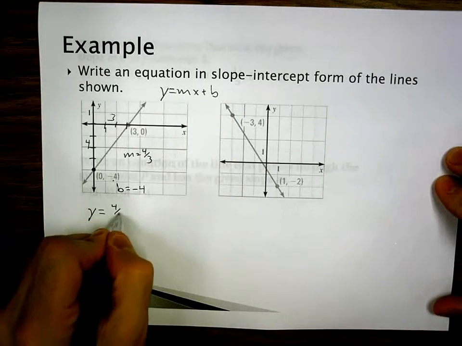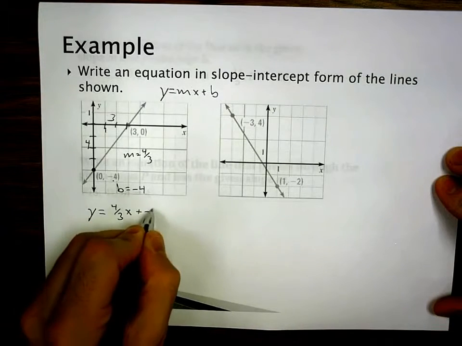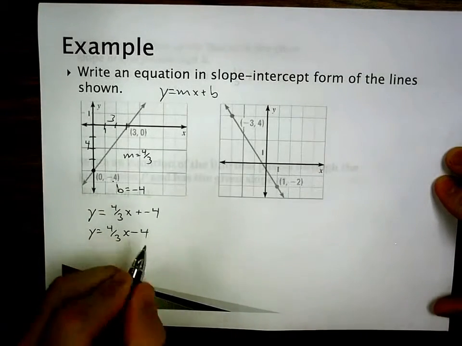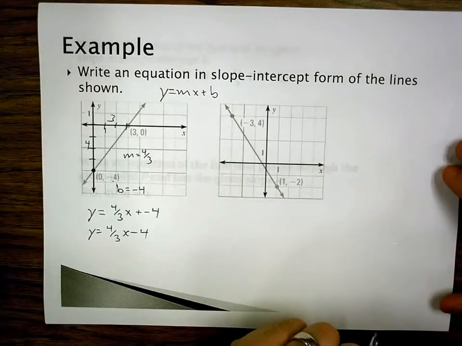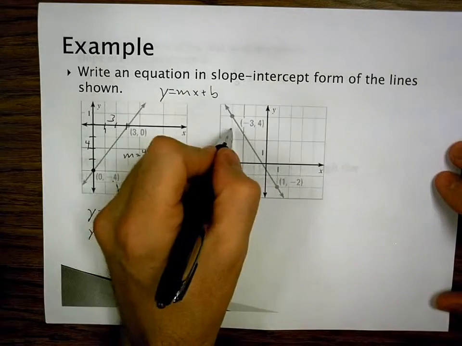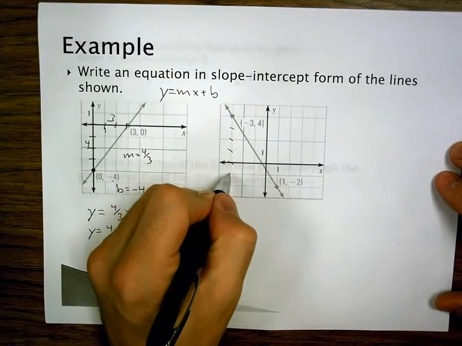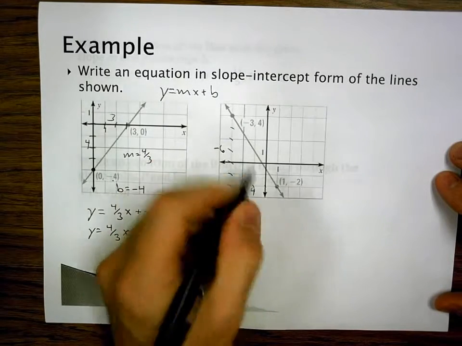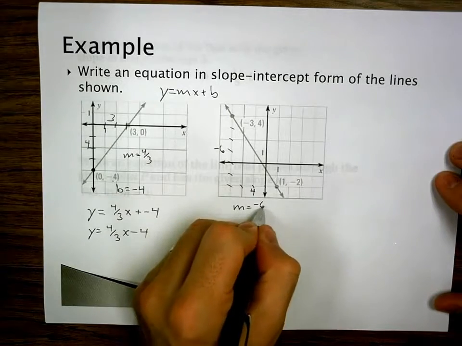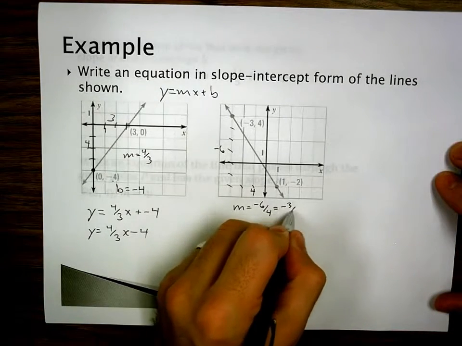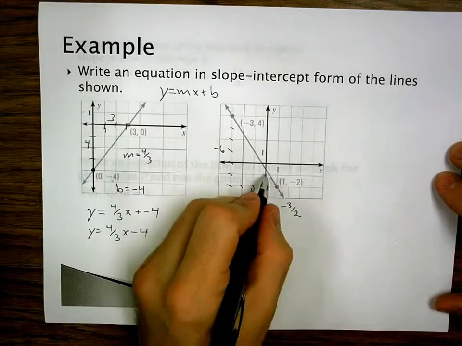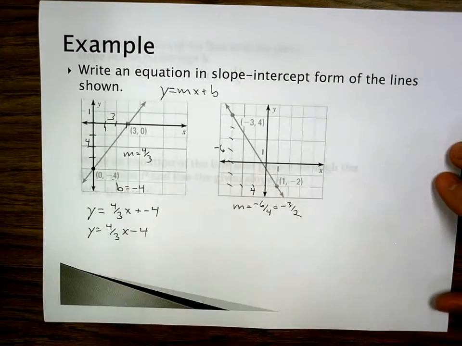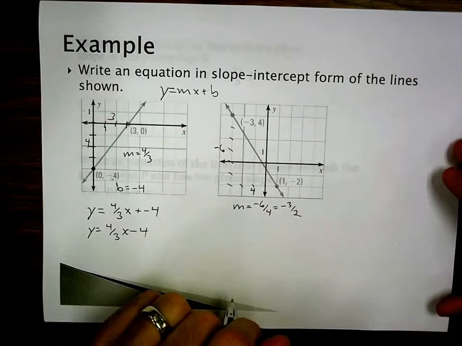So y equals 4/3 x plus -4, or we could just write it as 4/3 x minus 4. Okay, we go to our next one. So right off the bat, we can see our slope, 1, 2, 3, 4, 5, 6 down, 1, 2, 3, 4 over. So our slope is -6 over 4, or -3 over 2. But the y-intercept we're not sure about. It's kind of in between those points. And in fact, we don't have a point on that line. This brings up a way we're going to have to solve.